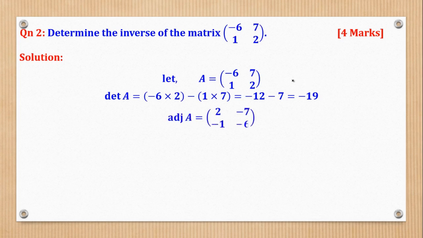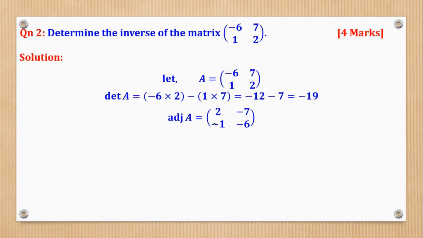Then next we need what we call the adjoint. Adjoint means you interchange the entries in the major diagonal. So where there was this 2 will come here and this negative 6 will replace the 2. I think I can see here 2 is here, negative 6 is here. That is about the major diagonal. But for the minor diagonal, you change the signs. So initially this was positive, so it becomes negative. This was positive, so it becomes negative. That's what they mean by adjoint.